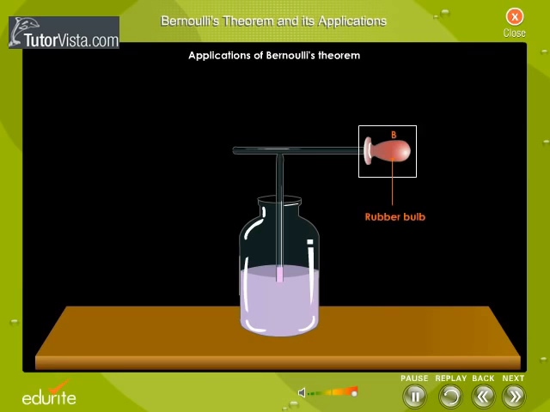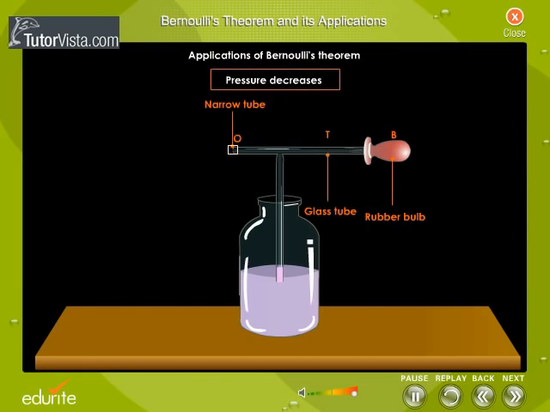When the rubber bulb B is squeezed, the air flows through the tube T and comes out of the narrow aperture O of the tube. As the aperture is narrow, the velocity of the air increases as it comes out. This reduces the pressure in the vicinity of O.